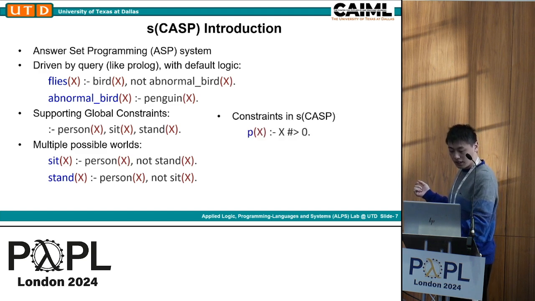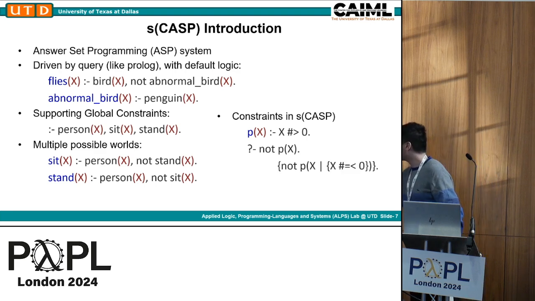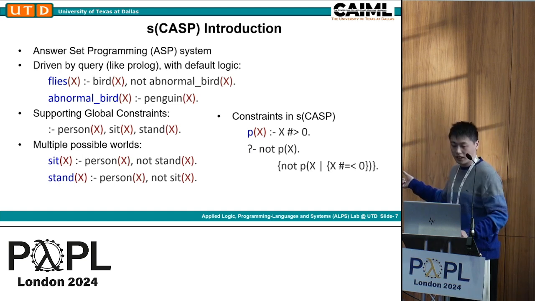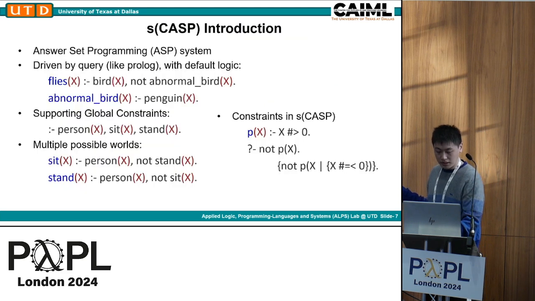Another thing is the constraints in CASP. If you are querying for not p(X), then it will give you that X is less than or equal to 0, because we have the rule saying p(X) if X is greater than 0. This helps us query for the negation, as negation as failure applies here. So this is a brief introduction of CASP.